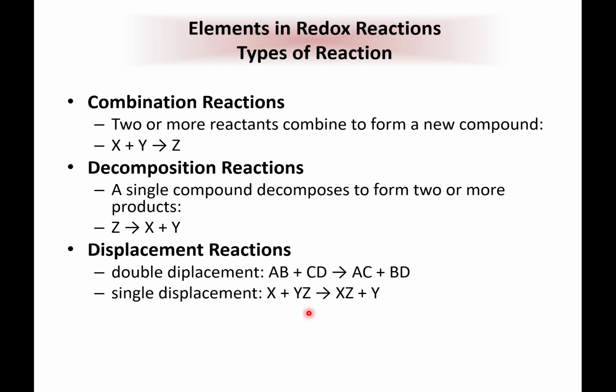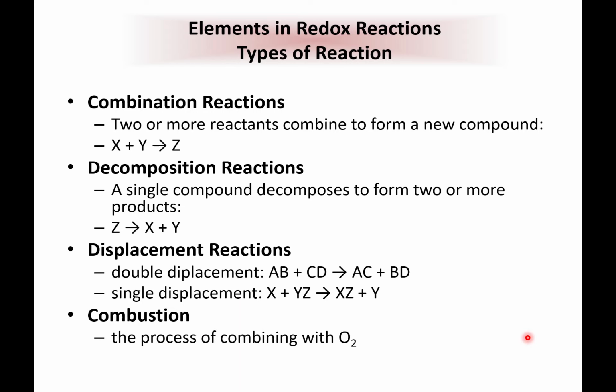In a single displacement, you only have one. So in this case, it'd be X plus YZ goes to XZ plus Y. So Z is changing places. You could say that X is displacing Z from Y.